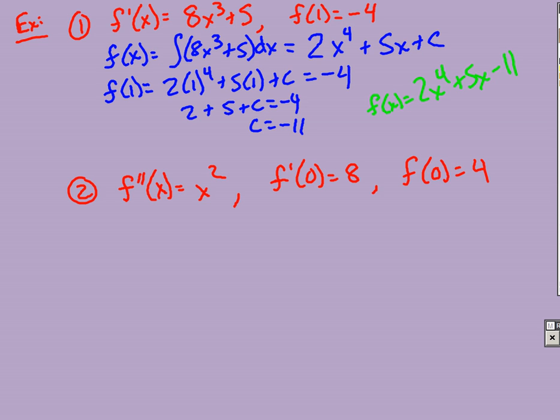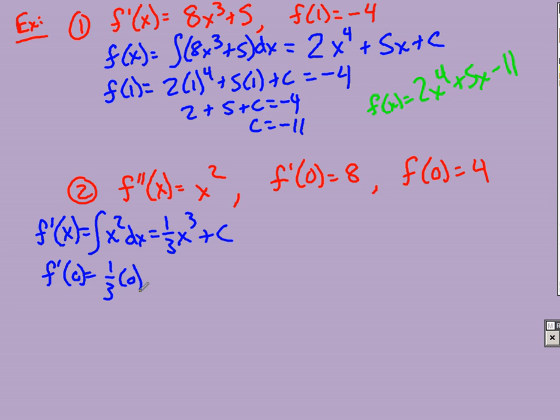Now number 2 is a little tricky just because you have to do everything twice. In this one first, the antiderivative of f double prime would be f prime. So I take an antiderivative of x squared, and I will get 1/3 x cubed plus c. It tells us that f prime of 0 equals 8. So I'm going to plug in 0 for this, and I should get 8. So that means c is 8, and my final f prime of x is equal to 1/3 x cubed plus 8.